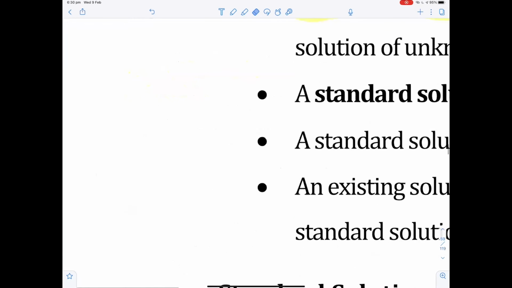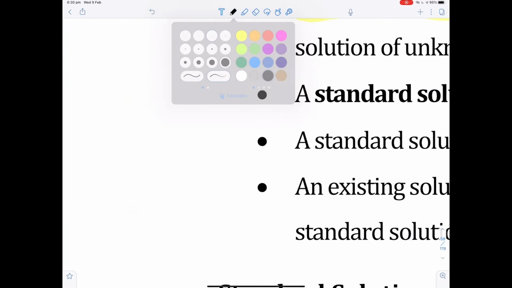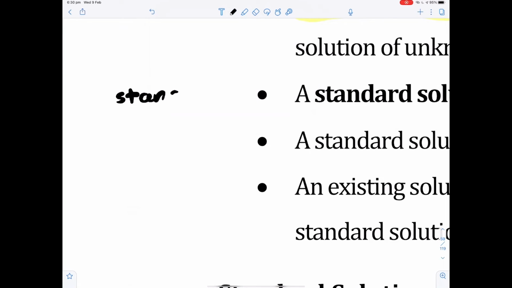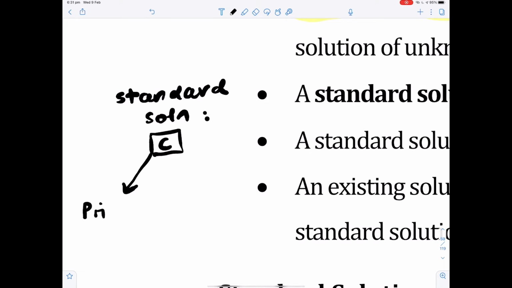The way I think about this is when you have a standard solution, the only criteria that makes this a standard solution is that it has an accurately known concentration. Now, there are two ways you can accurately determine the concentration of a solution, right? Number one, you make up the solution yourself. You weigh an amount of solute, you dissolve it in a solvent, and you turn that into a solution. When you do that, the solution that you've made is called a primary standard solution. So it is a primary standard.